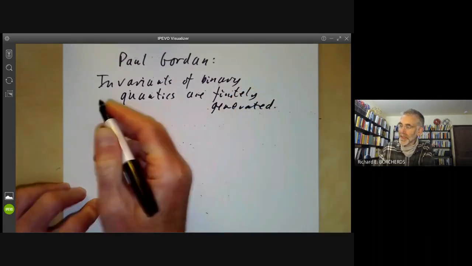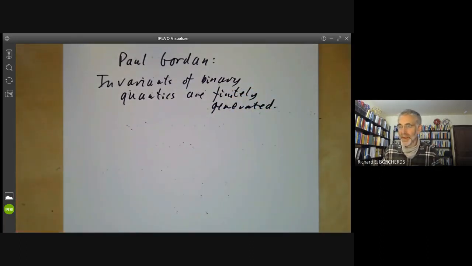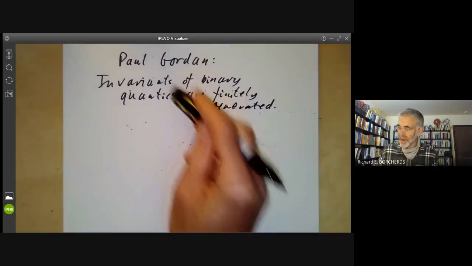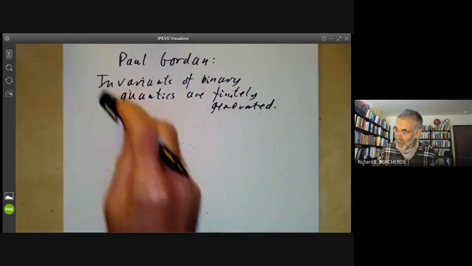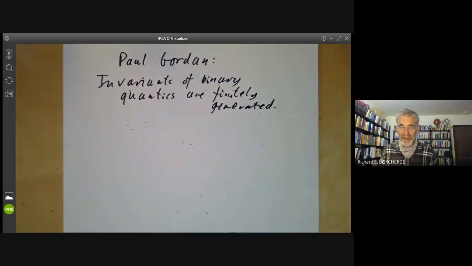Gordan was sort of known as the king of invariant theory at the time because he was so much better at doing this than everybody else. And this is a really, really impressive result. And Gordan was rather unlucky because he did this fantastic work, and it was just all overshadowed by Hilbert's work, which was so much better that it wiped it out.